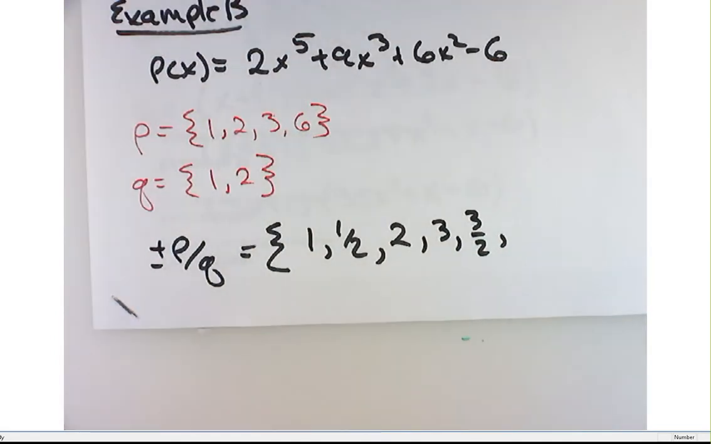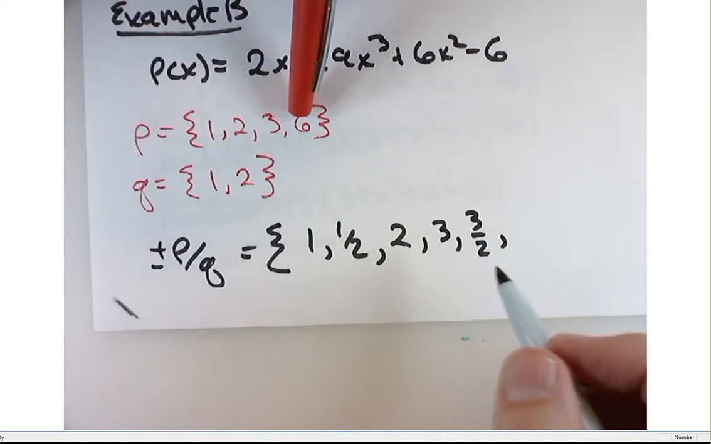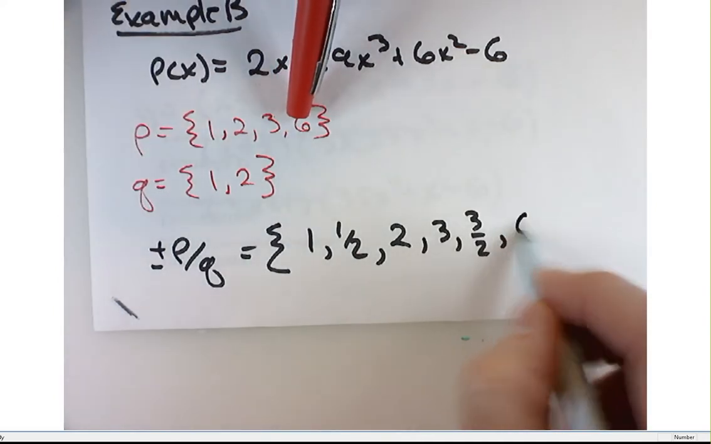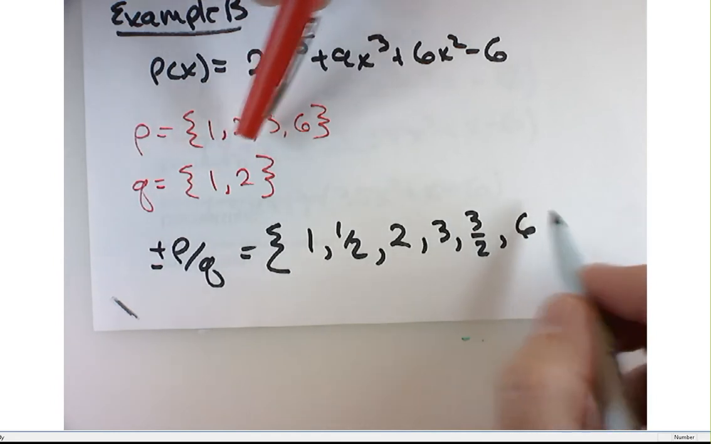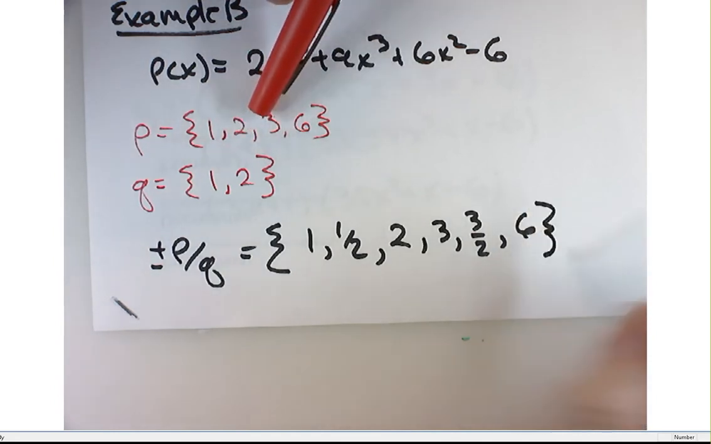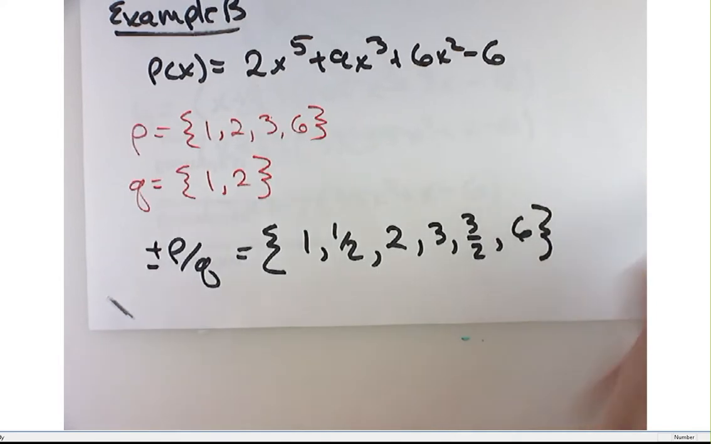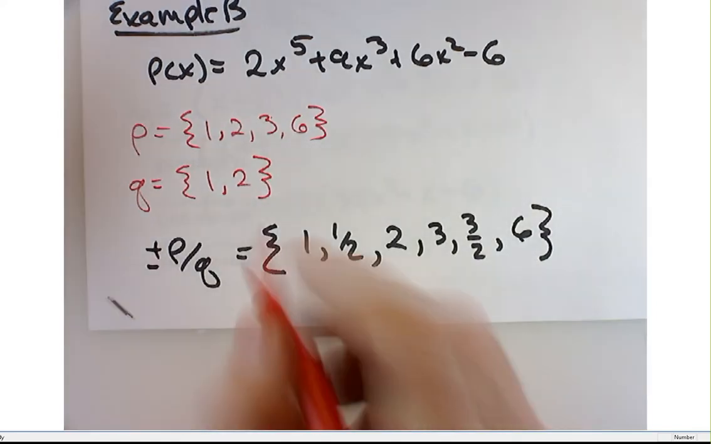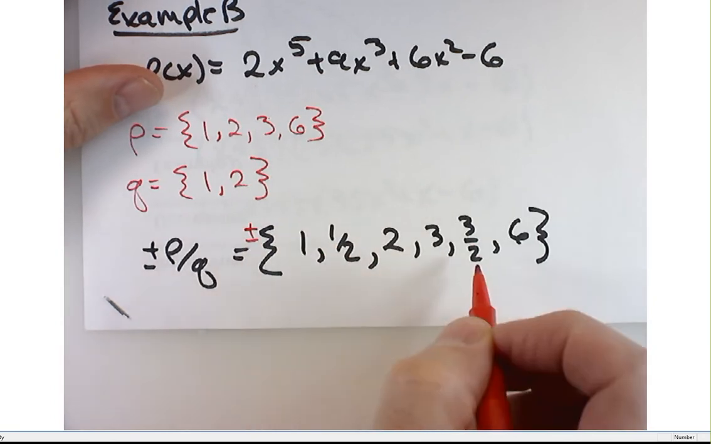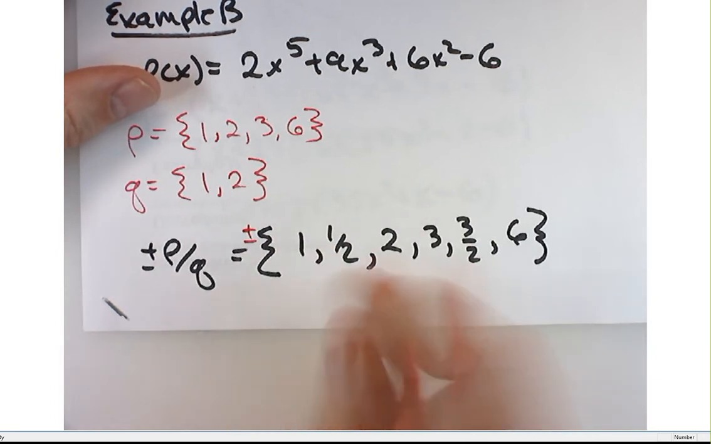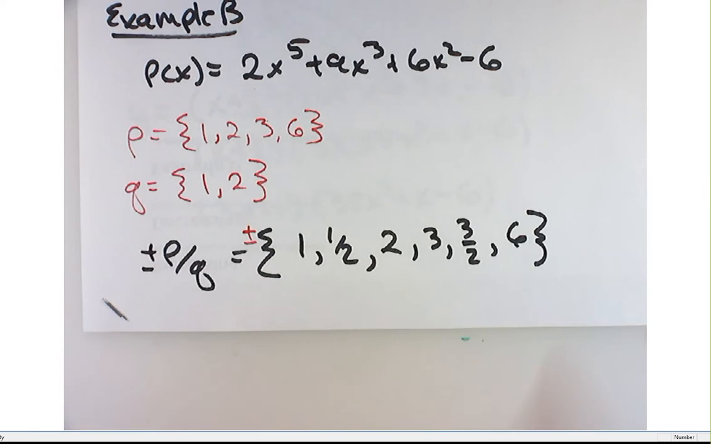And last but not least, let's look at 6. I'll get 6 over 1. Do I need to list 6 over 2? No, you don't. Let's not forget something that I'll make sure you remember, which is the plus or minus. This could be positive, these could be negative. So all together we have 12 different ones.